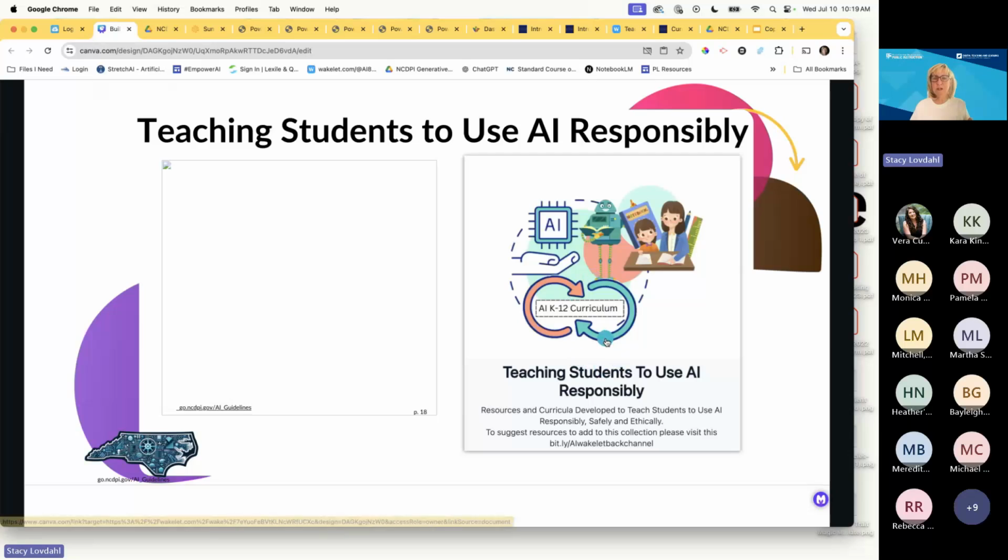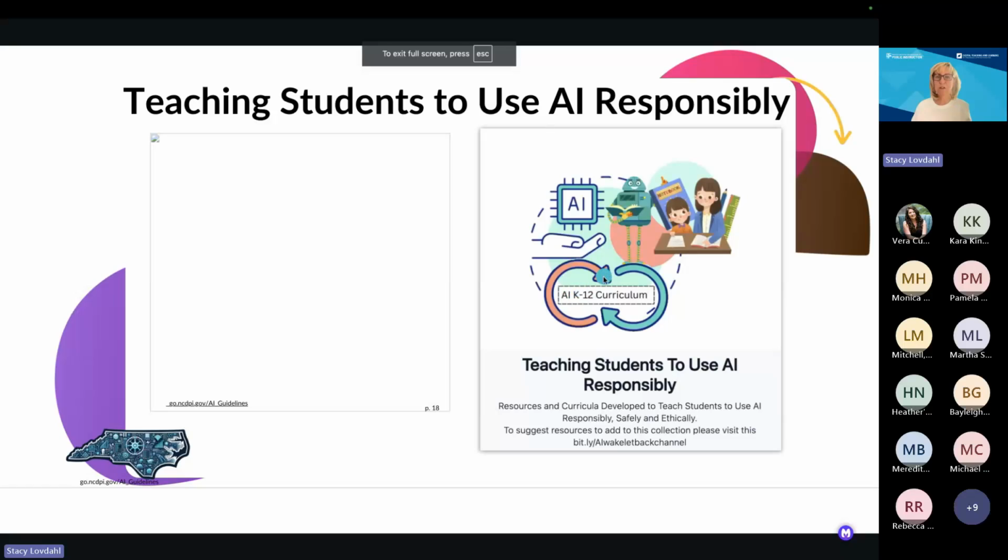This resource over here is a Wakelet that contains all of the resources that are in the North Carolina guidance, and then some other resources that are little bite-sized chunks of information from various sources that are being added to, that can be used in small ways in classrooms to give kids practice. So I'm going to click over there so you can see that.